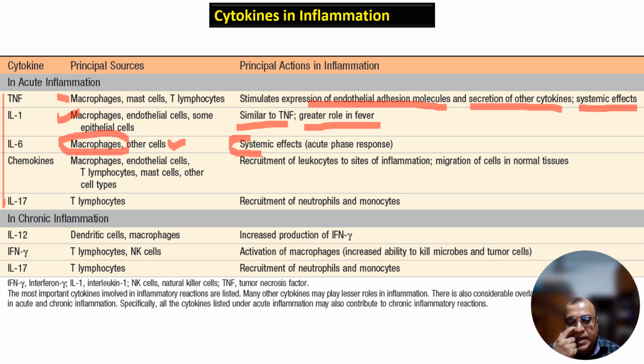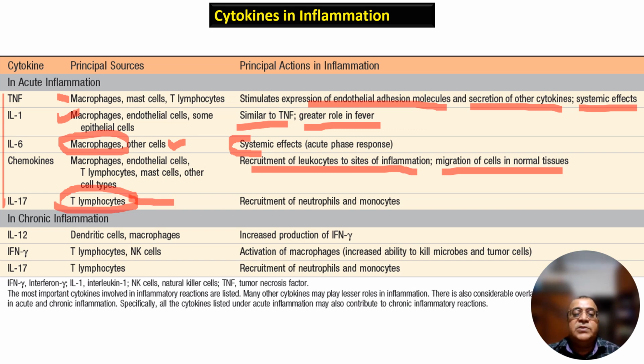The sources of chemokines are macrophages, endothelial cells, T lymphocytes, mast cells, and other cell types, and they are responsible for recruitment of leukocytes at the site of inflammation and migration of these cells in the normal tissue. Interleukin 17 is secreted by the T lymphocytes, a subset of T lymphocytes, and it is responsible for recruitment of neutrophils and monocytes at the site of the inflammation.